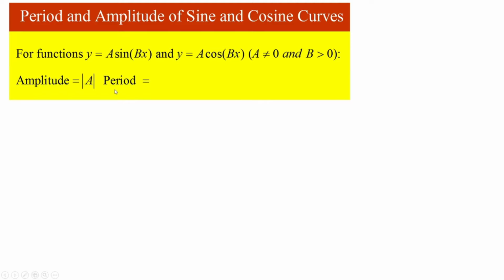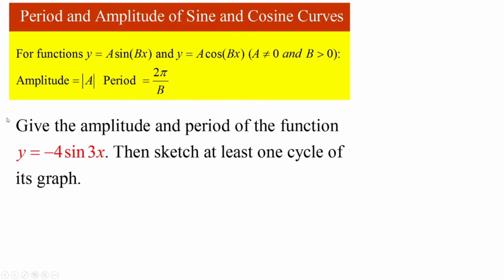And then the period would be, well, the x is being multiplied by b in both of these, so the period of sine and cosine would be 2 pi. So the period of a times sine of bx or a times cosine of bx would simply be 2 pi divided by that b. And there you have it. So, wow, look at this. Give the amplitude and period of the function y equals -4 times sine of 3x. Then sketch at least one cycle of its graph. Okay, so let's start with the easy stuff. Amplitude.